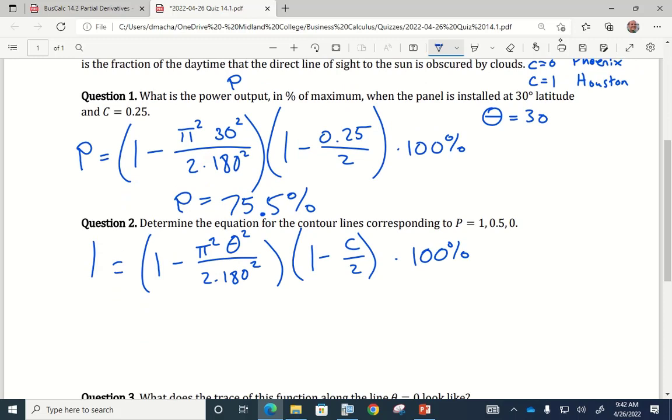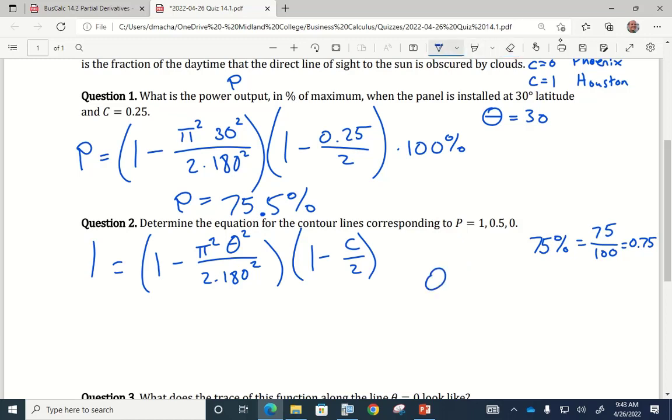By the way, 100% is just 1. Percent just means over 100, right? So you know that 75% means 75 over 100. So 75% as a decimal would be 0.75. And so that means multiplying by 100% is just like multiplying by 1. And so let me just erase that little part of it. And this is my equation.